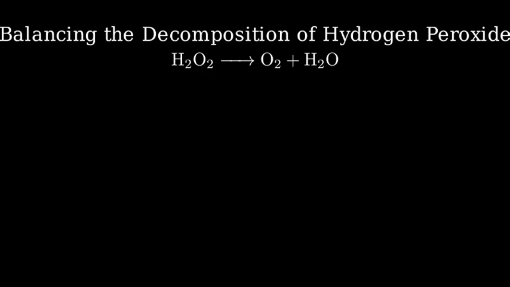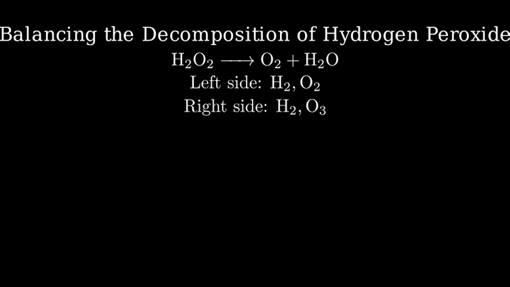The first step in balancing any chemical equation is to count the number of atoms for each element on both sides. On the left side, we have 2 hydrogen atoms and 2 oxygen atoms. On the right side, we have 2 hydrogen atoms from H2O and 3 oxygen atoms, 2 from O2 and 1 from H2O. We can see that the oxygen atoms are not balanced. We have 2 on the left and 3 on the right.